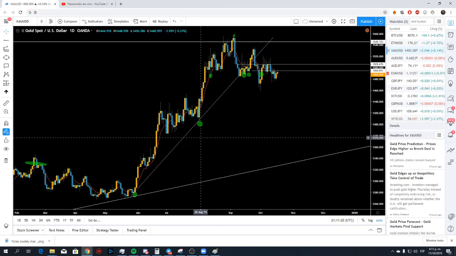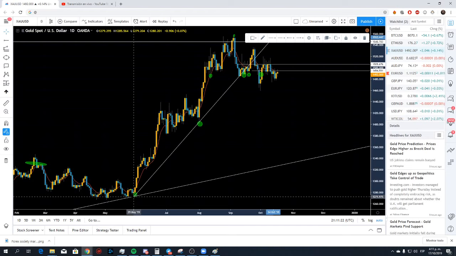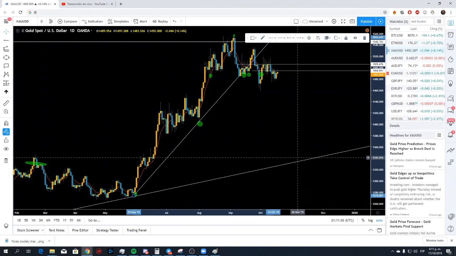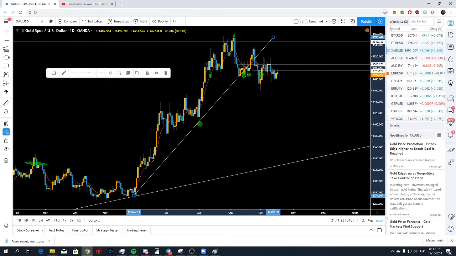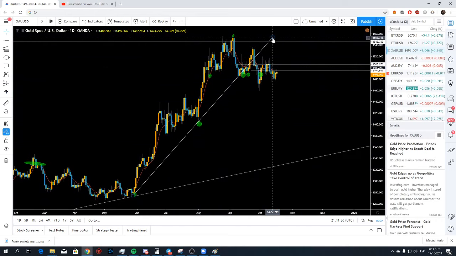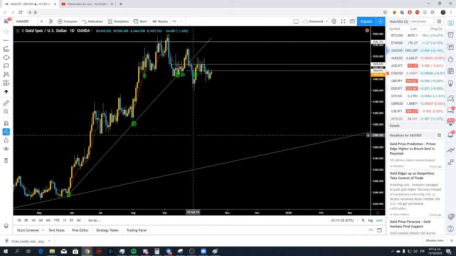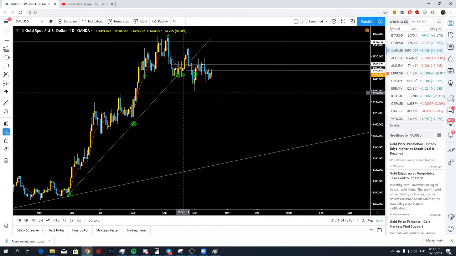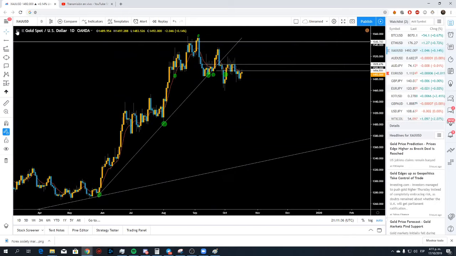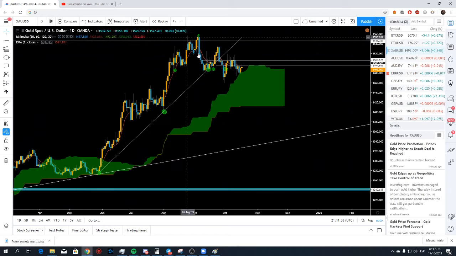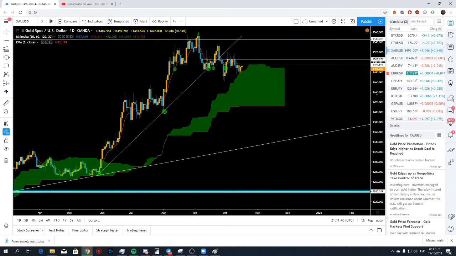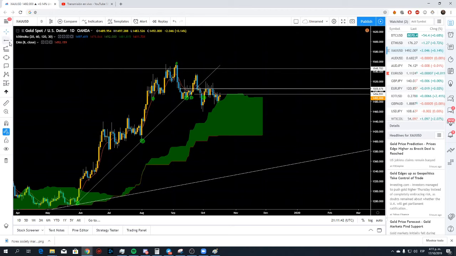Daily chart. We got this trend line. Remember, week to week. This trend line broke that trend line. Let's put some Ichimoku here. We broke that trend line.